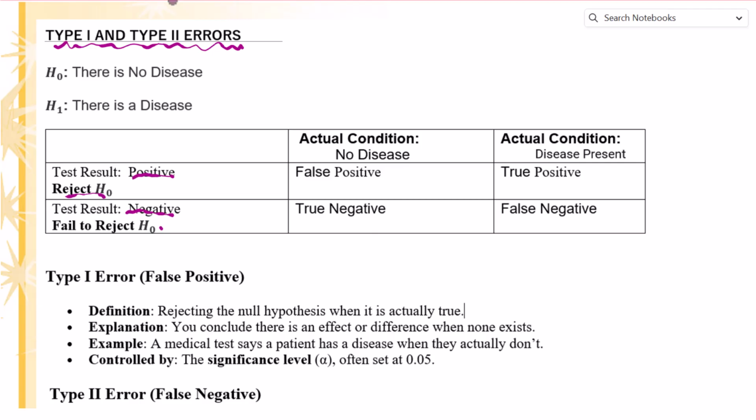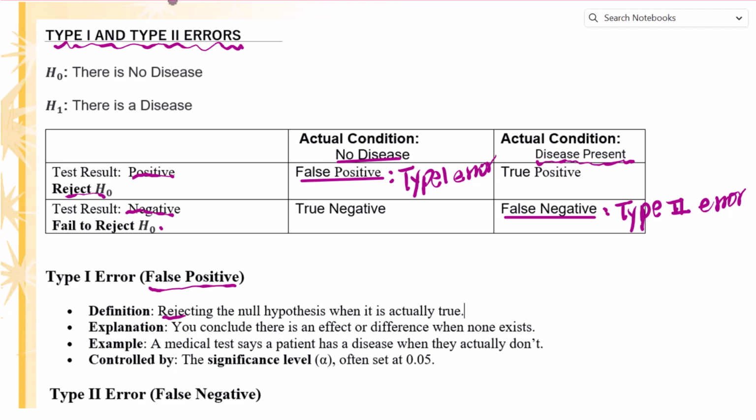But if the actual condition is no disease, but the test result is positive, we call it a false positive or type 1 error. If the actual condition is disease present, but the test result is negative, we call this a false negative or type 2 error.